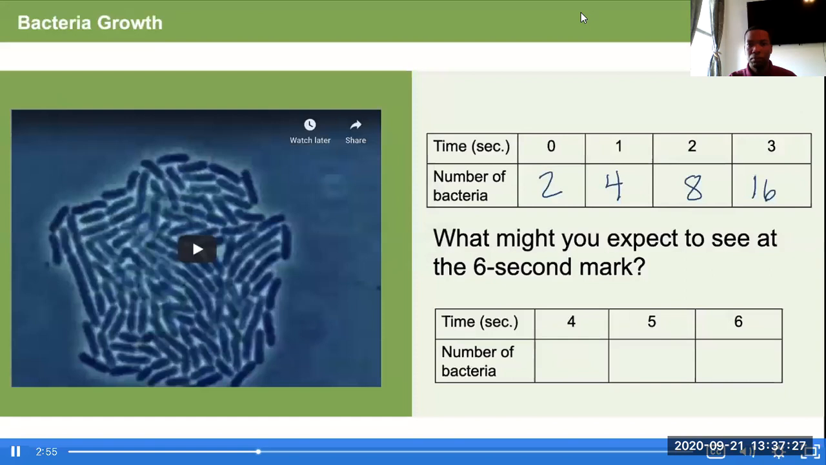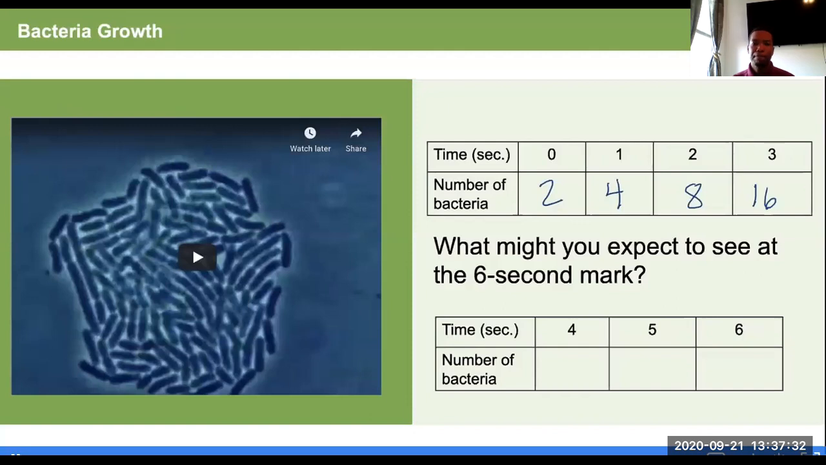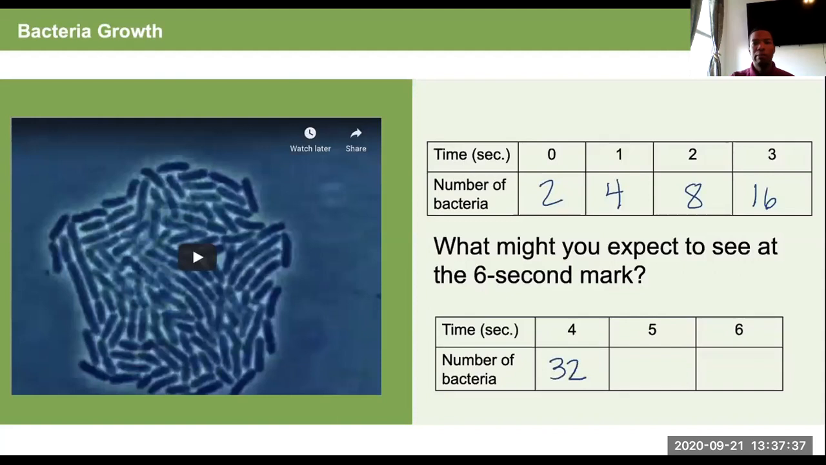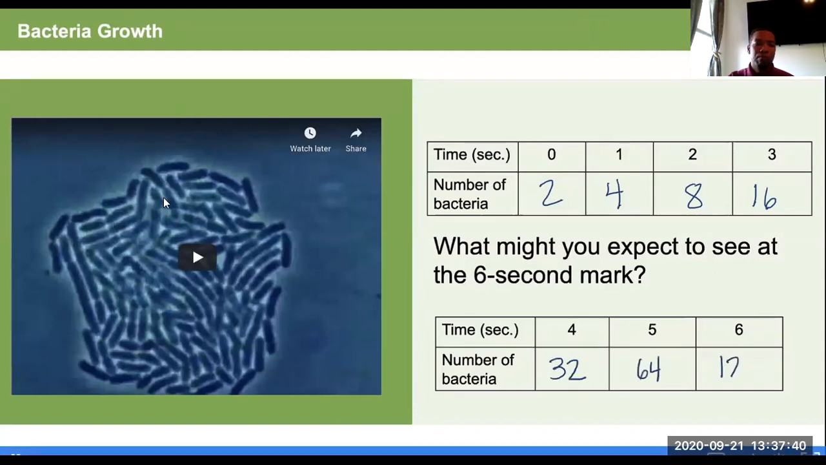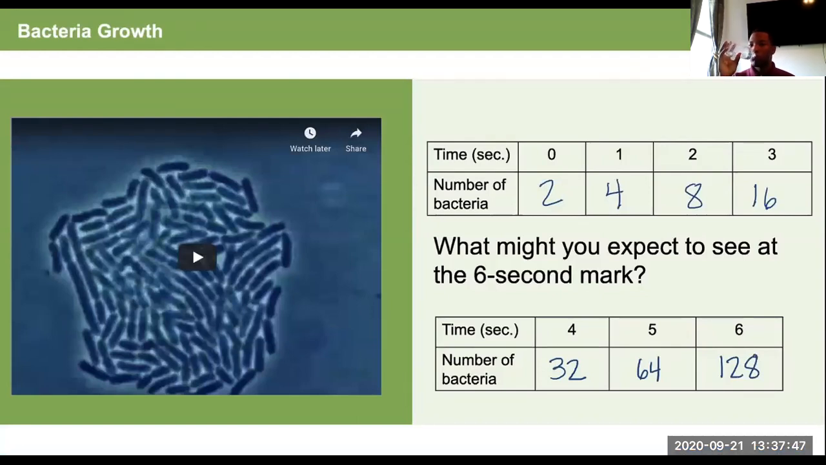I want you to take some time to figure that out. So we noticed that the bacteria doubles every second. So if the bacteria doubles every second, then we know at the 6 second mark on the video, there will be 128 bacteria. Did you also notice that sometimes it was difficult to count the amount of bacteria? This is because these are not exact numbers. Because of the way the bacteria is growing and splitting, it is difficult to get an exact number, so this data is discrete.